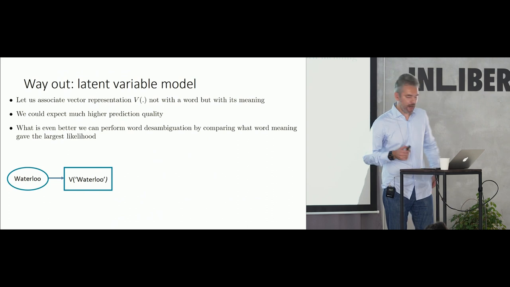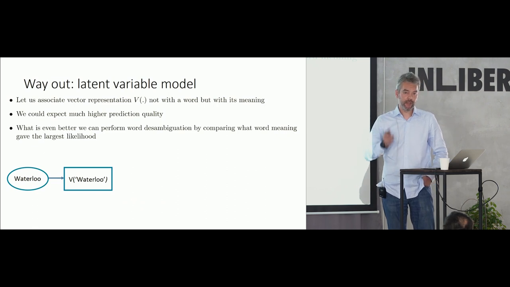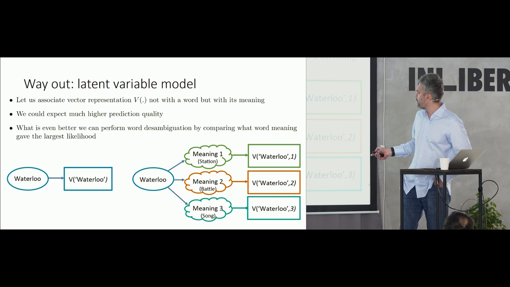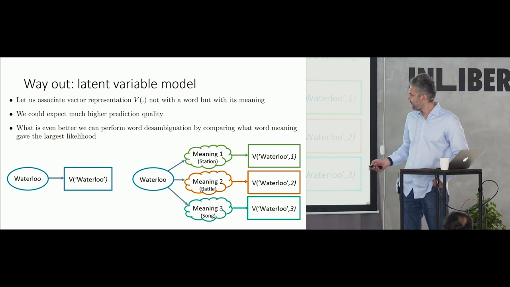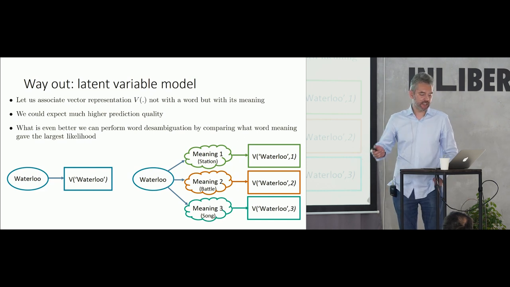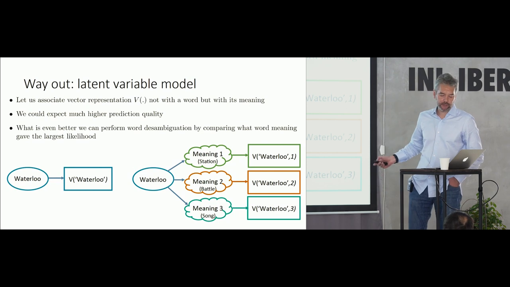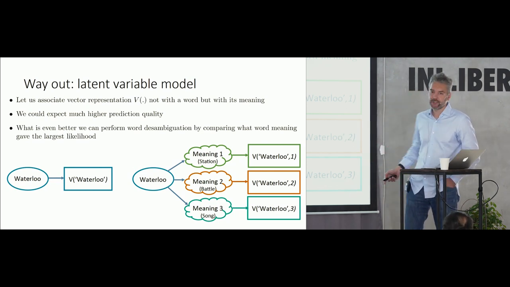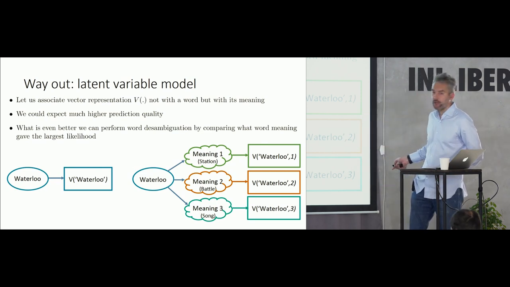Up to now, the model works like this: we take the word and construct a vector representation for the word. Can we extend the model? Can we assign a vector representation not to a word itself, but to one of its meanings? For example, assume the word has three meanings. The first meaning corresponds to the station, the second corresponds to the battle, and the third corresponds to the song. Then we should have three different vector representations: word1, word2, and word3.